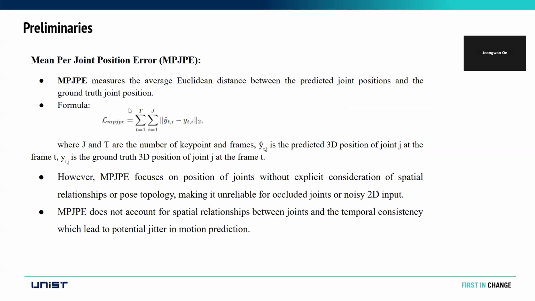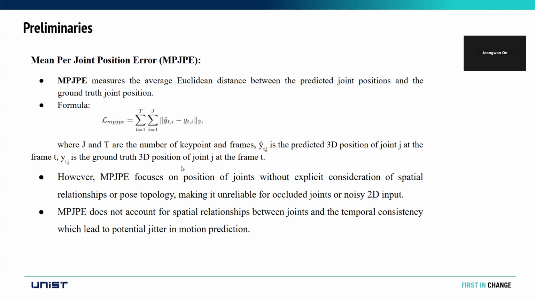So normally, mean per joint position error is the most simple and popular loss function used in 3D human pose estimation because it is effective and simple. As you can see in the formula, they only calculate the distance between the estimated 3D human pose key points and the ground truth. So J and T are the number of key points and frames.